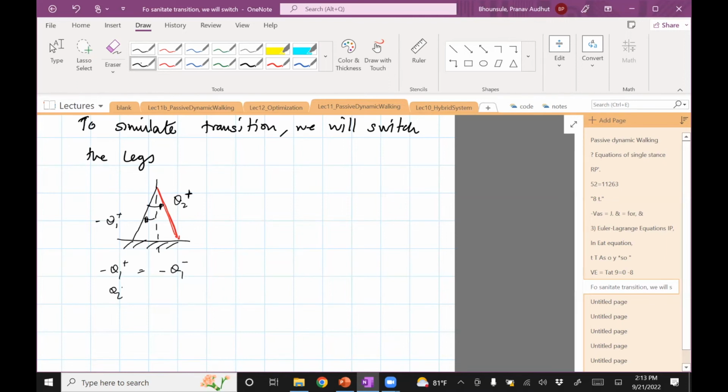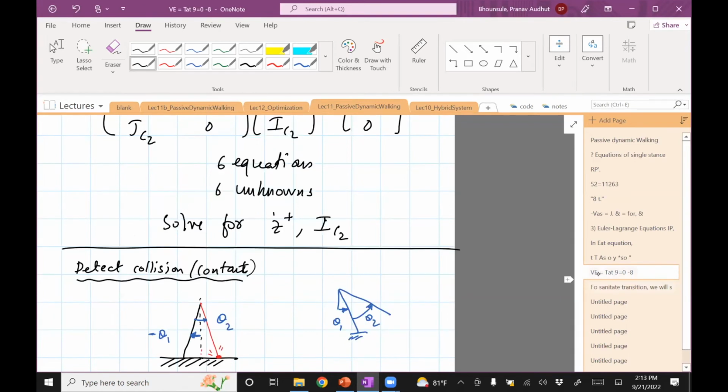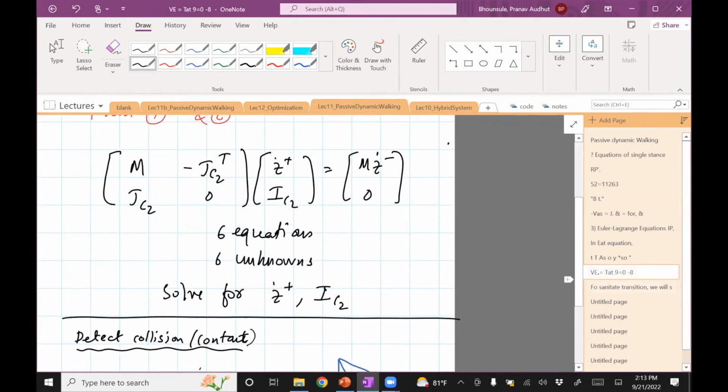And theta2 positive, the same as theta2 negative. In other words, what I'm saying is that before collision and after collision, there is no change in the angles. The angles are not changing because you can't get a switch in the angles. However, the velocities will switch, and the velocity switch I actually showed here. The switch comes over here.